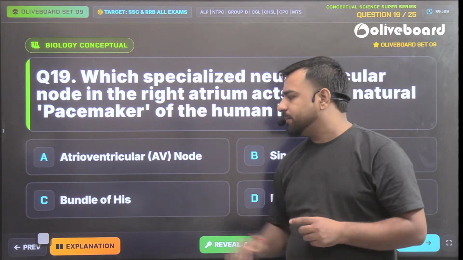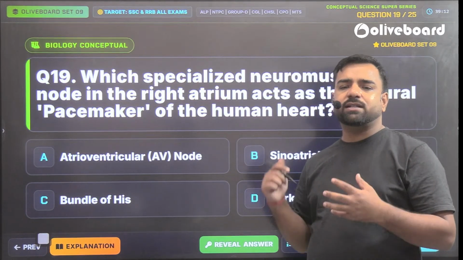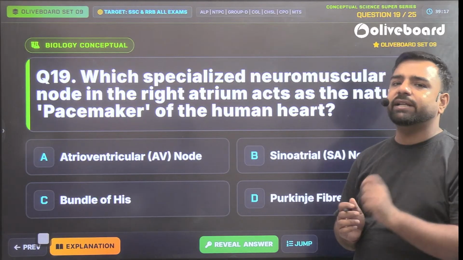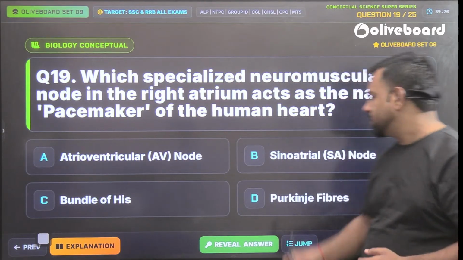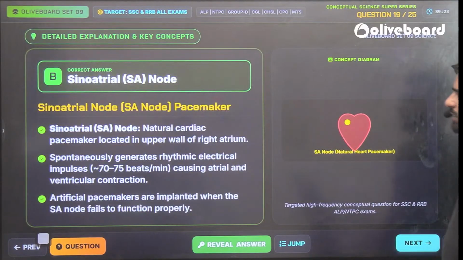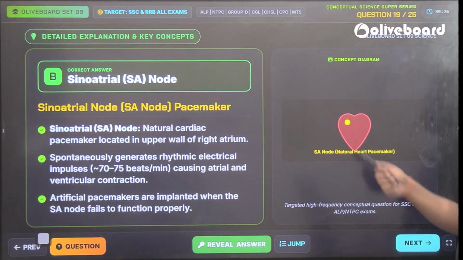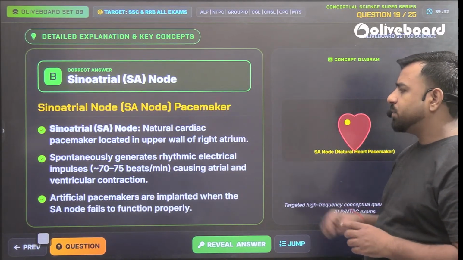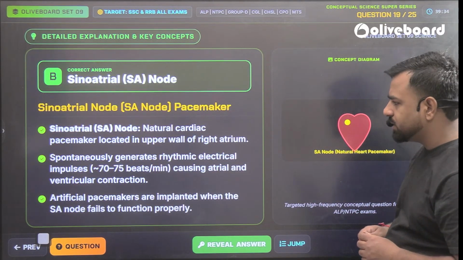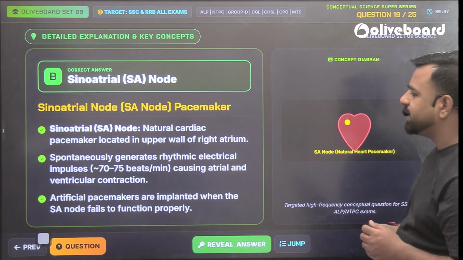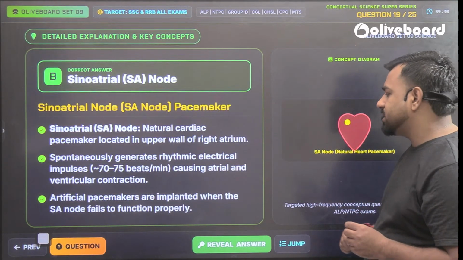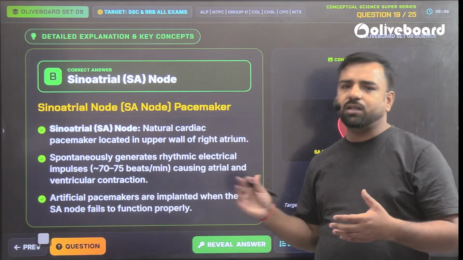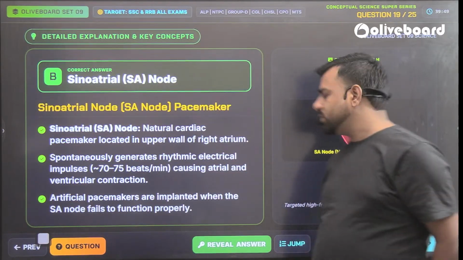Here, which is that natural pacemaker that is controlling the speed by which the blood will be circulated? That will be the sinoatrial node, or in the examination you'll find it as the SA node. So sinoatrial node, that is option number B, is the correct answer. The natural cardiac pacemaker is located in the upper wall of the right atrium and spontaneously generates rhythmic electrical impulses, 70 to 75 beats per minute, which cause atrial and ventricular contraction. Artificial pacemakers are implanted when the SA node fails to function properly.